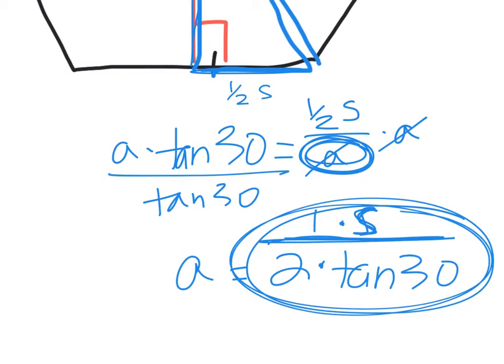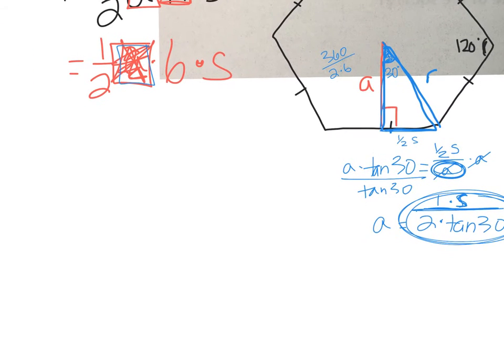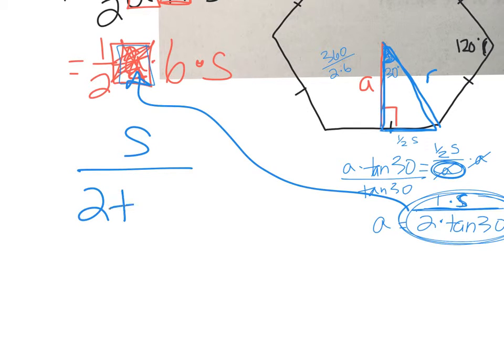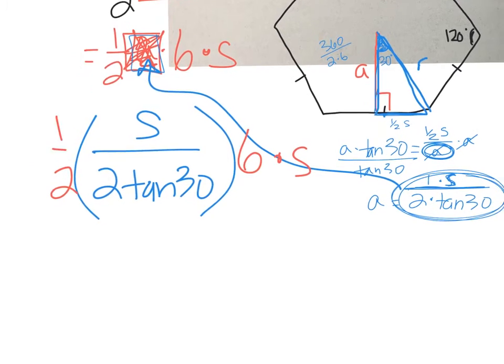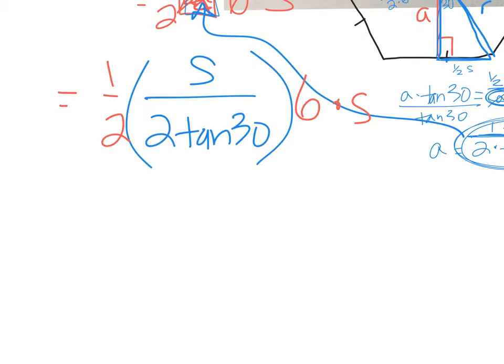So I'm going to take this fabulous thing, and I'm going to replace it over here. A little bit of substitution. So that would be S over 2 tan of 30. That is now my A value. So everything else stays the same. There's my 1/2. There's my times 6. There's my times S. All that wonderful stuff. So now I simply have to simplify.